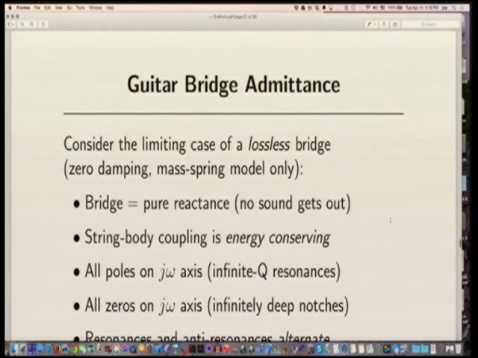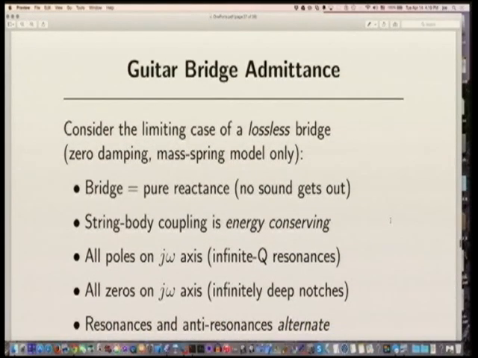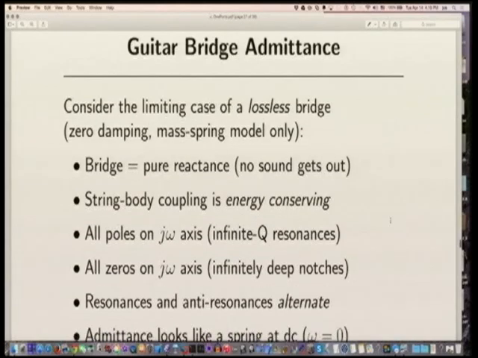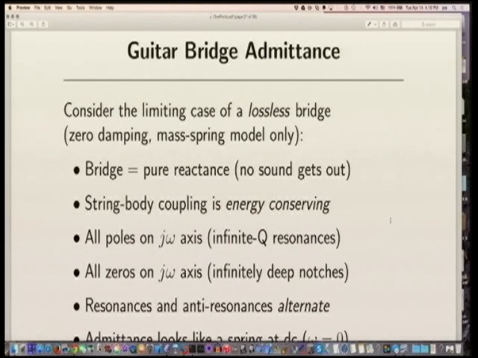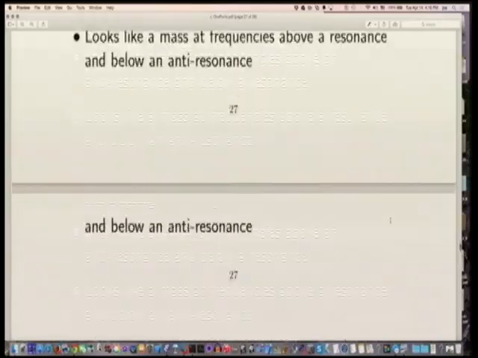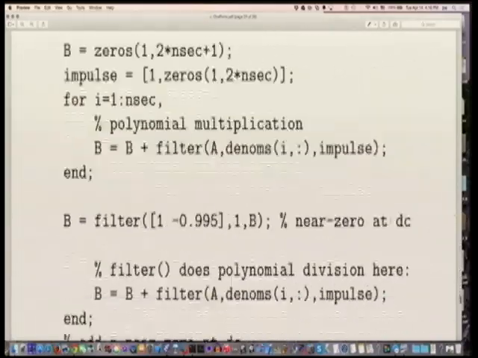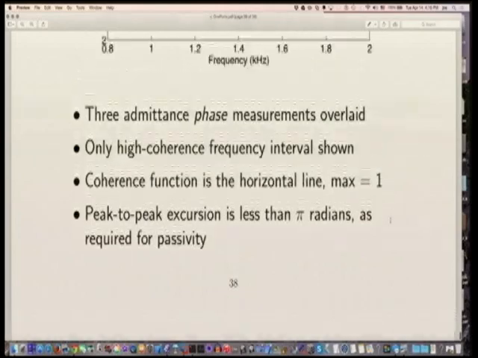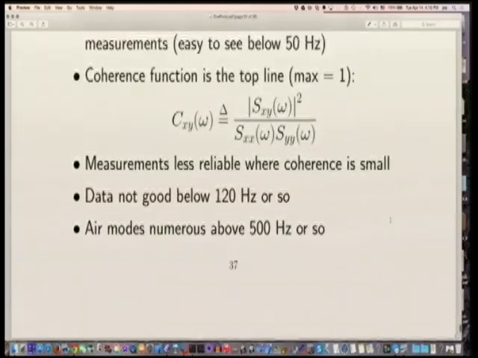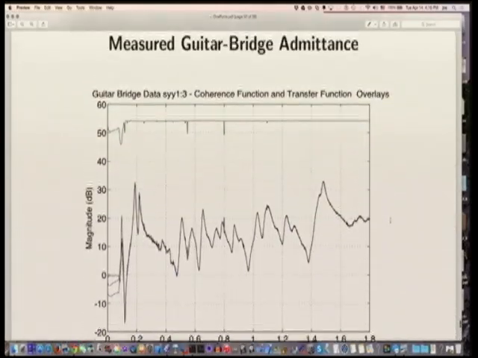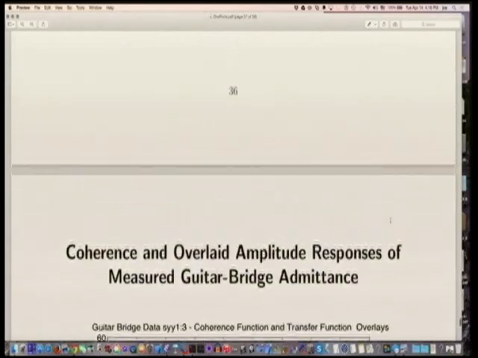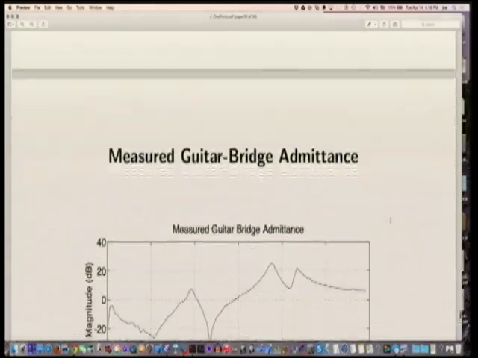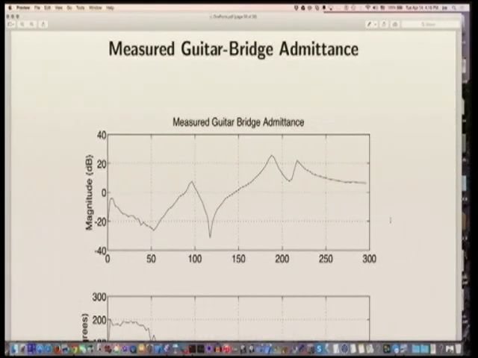Okay, so there we are. So now I'm going to show you this guitar bridge example, and hopefully you can appreciate it a little bit more. I showed you the data already. Let's jump back to that. Here's the measured data. Oh no, that's the synthetic case. Oh, that's the coherence. That's the phase. Here it is. So here's the measured guitar bridge admittance, measured very carefully by Antoine Chaigne in his lab in Paris.